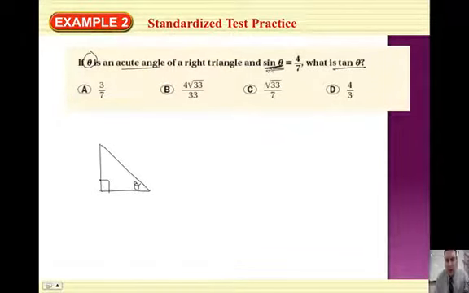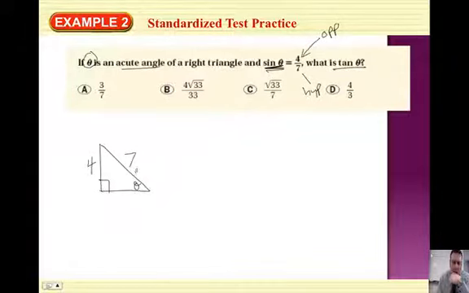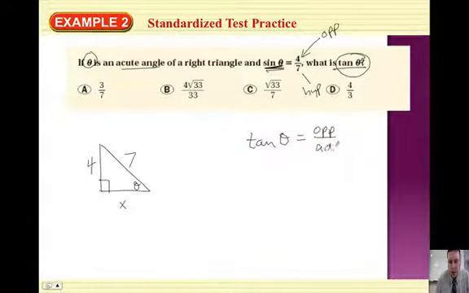If they tell you sine of the angle, they're telling you opposite over hypotenuse. Okay? So the opposite of the angle is 4. Hypotenuse is 7. This you don't know, so we can make it x. They want tangent of theta. So tangent of theta is equal to opposite over adjacent, which we have the opposite, but we don't have the adjacent. So that's why we need x.